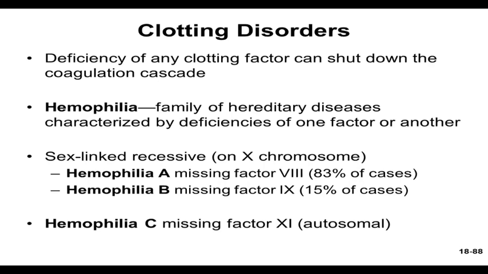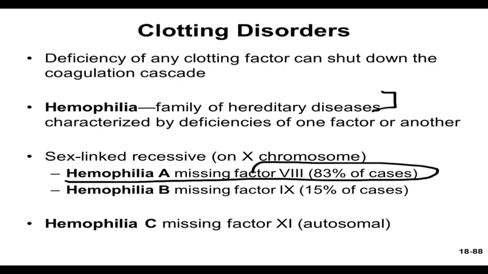Deficiencies in the ability to clot blood. You've heard of hemophilia. There's a whole group of these hereditary diseases. Again, there's one or more missing factors. Hemophilia A, which is the most common, is missing factor 8. Hemophilia B is missing factor 9. Hemophilia C, for example, is missing factor 11. So there are different forms of hemophilia, missing or having defects in one of these different clotting factors.